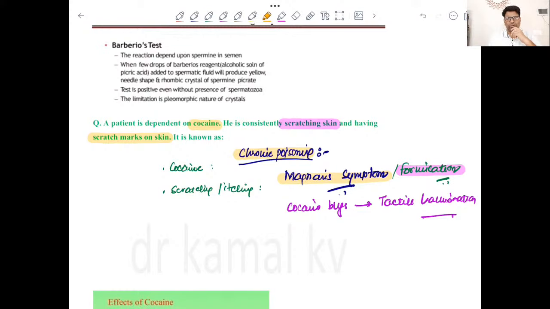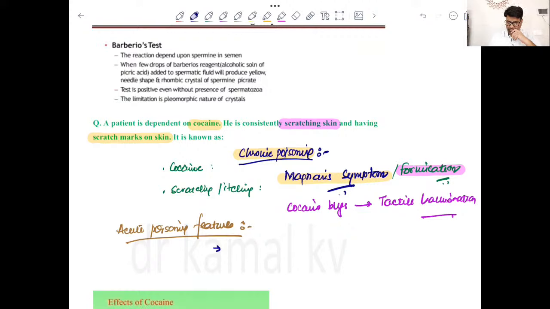Now I have seen certain questions where they have not mentioned all these classical symptoms of chronic cocaine poisoning. Instead they have given you some acute poisoning features. So I'm just taking the opportunity to discuss those features as well, so that in case you find something related to that, you shouldn't be wrong, right? Now chronic is usually based on tactile manifestations, tactile hallucinations and all.